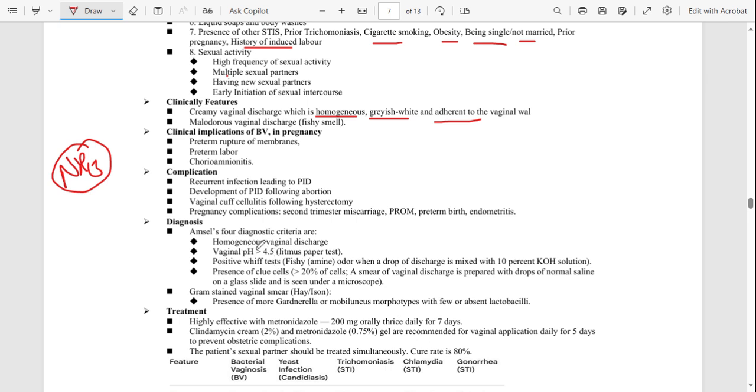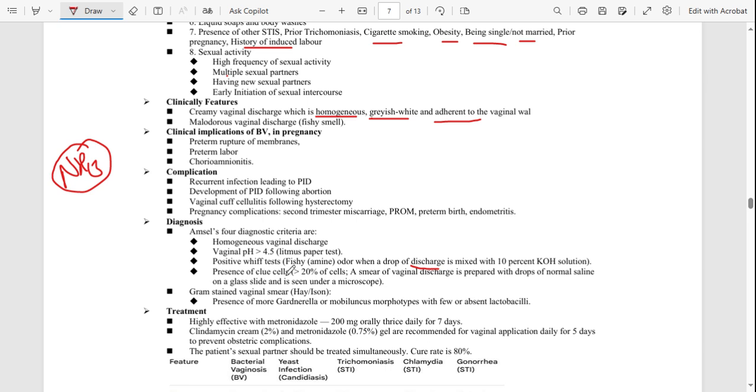And that is why another test besides the pH greater than 4.5 is a positive whiff test. For this whiff test, it is basically a fishy smell, which is because of the amines. Okay, amines, remember, are bases. What happens is that when you get this discharge and you drop a drop of 10% potassium hydroxide, you are going to have the production of these amines, and then there is this fishy smell. That is a positive whiff test.